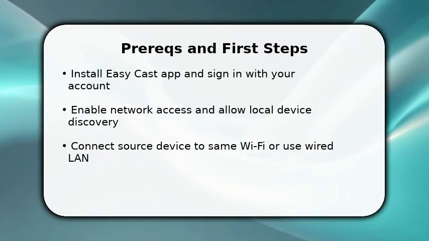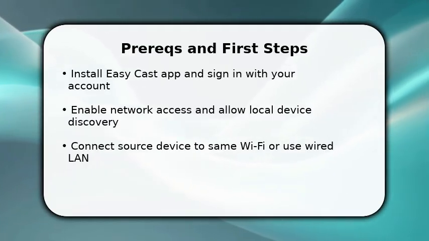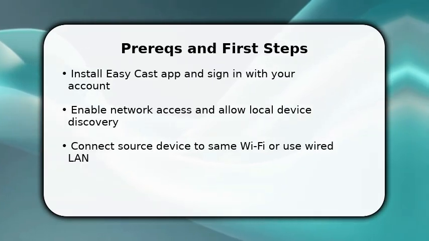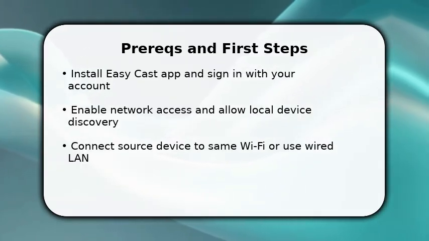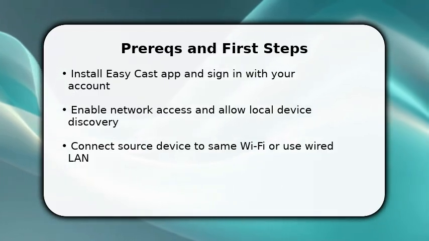You start by confirming prerequisites. Install EasyCast, sign in, and let it access your local network. Once done, make sure both source and receiver share the same Wi-Fi or wired LAN so discovery works. Open EasyCast and grant any permissions it requests.